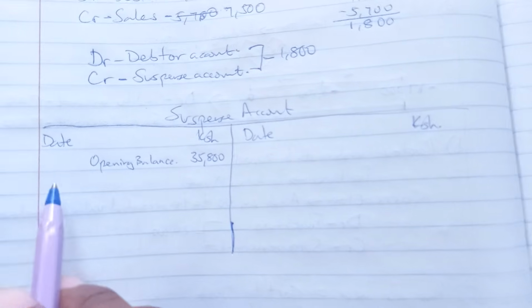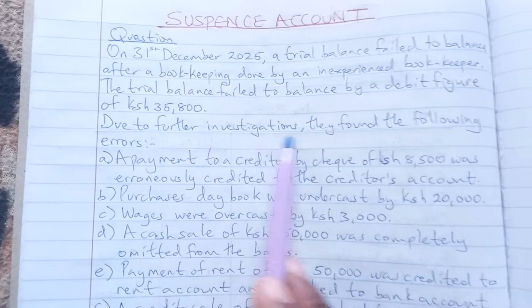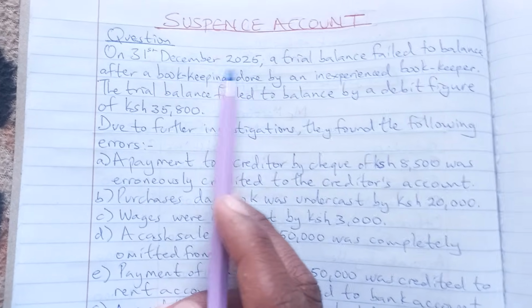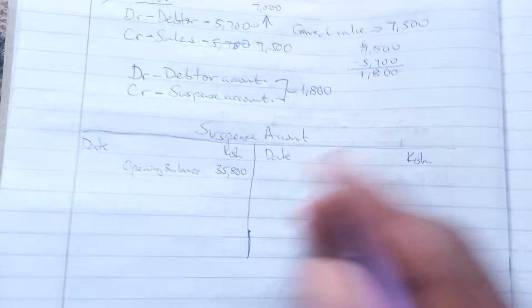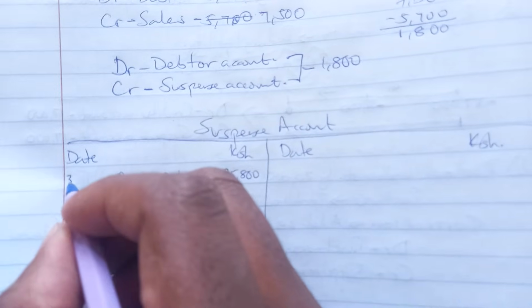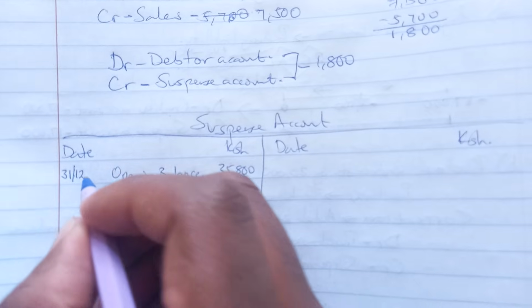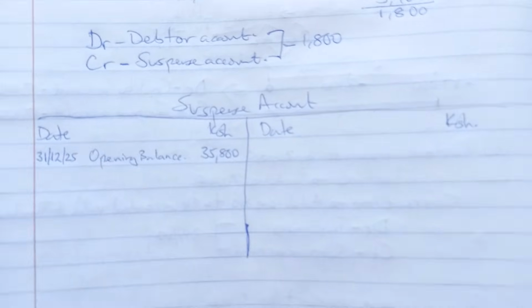Someone might ask, what are we writing as the date? What we are writing as the date is the date of investigation, and we will just use 31st December 2025. We will use that date all around. So let us start with our first transaction.